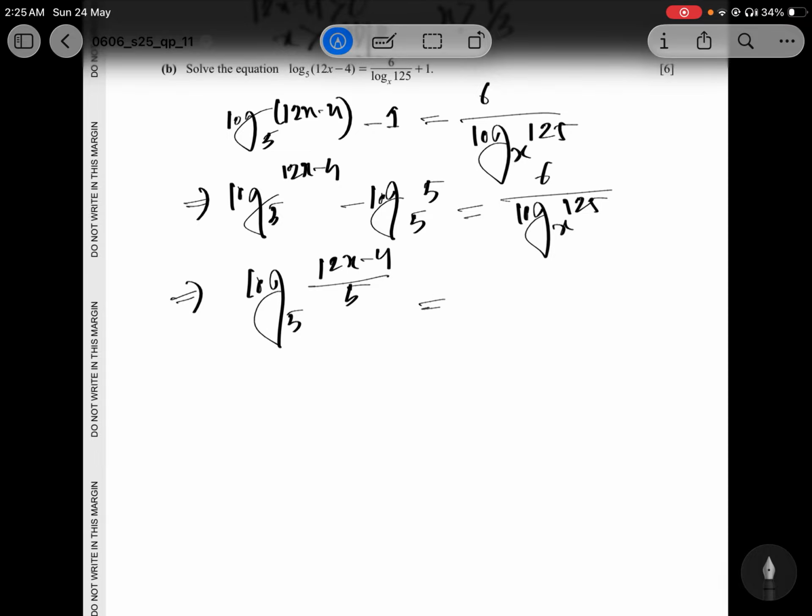Okay, now it's time to have like 6 times log a base b. It should be log b base a.